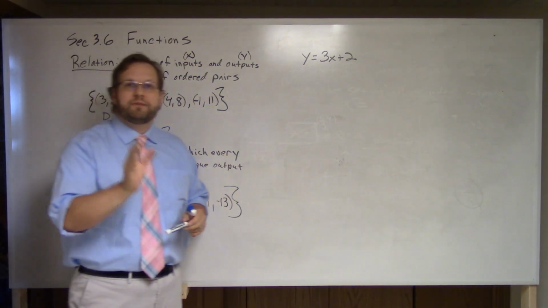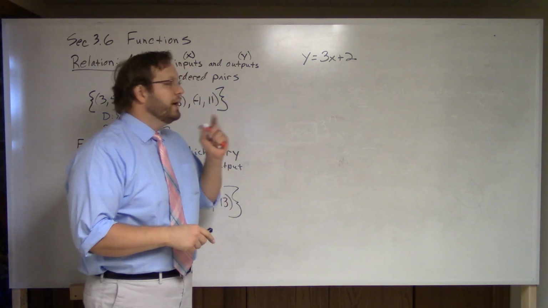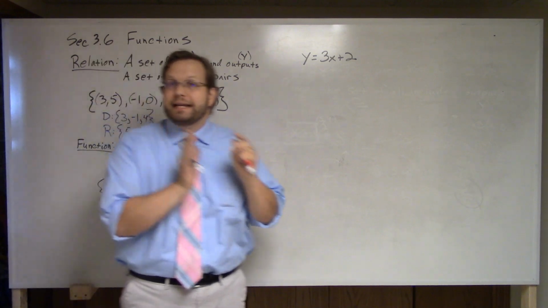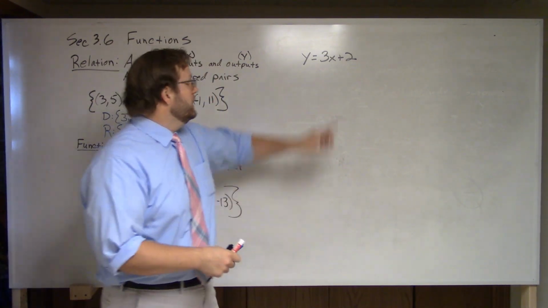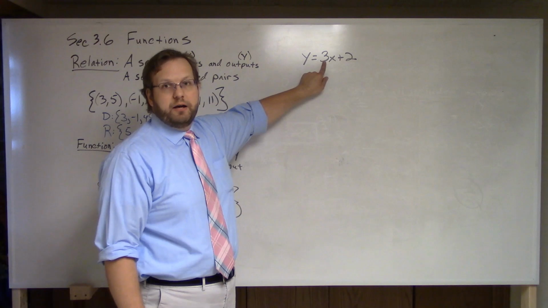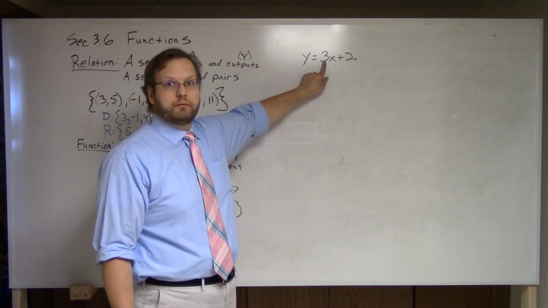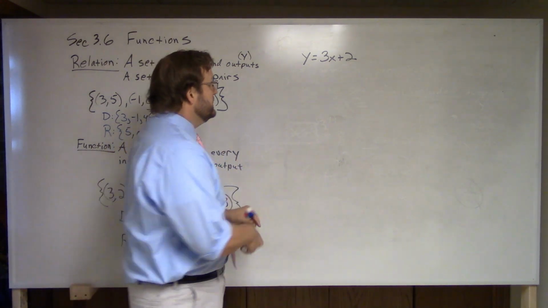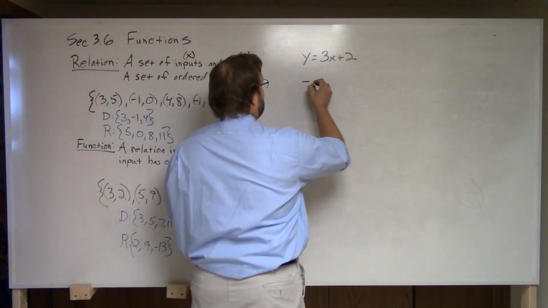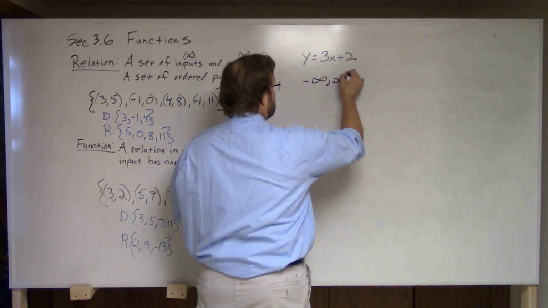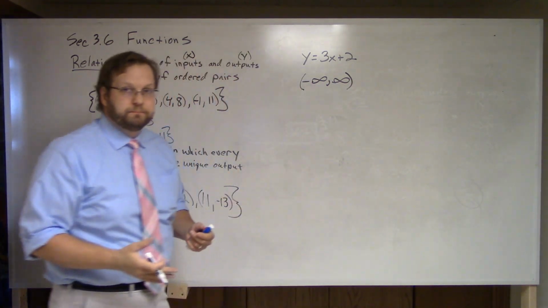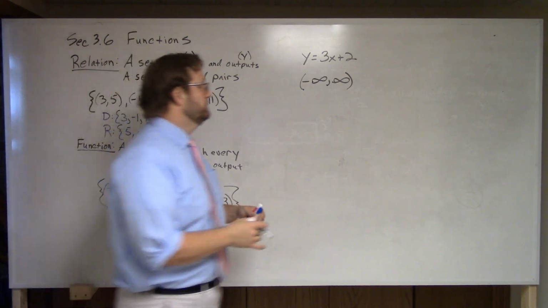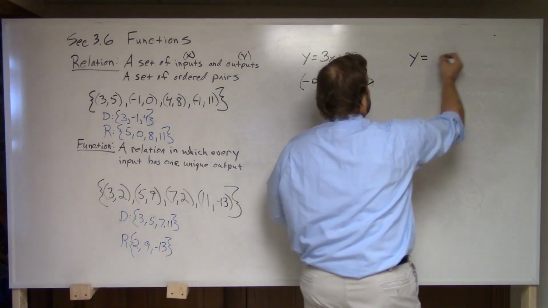So what x values can be used? What x values can I plug in and it still works? Maybe not nicely, but it works. What numbers can I multiply by 3? Everything. What numbers can I add a 2 to? Everything. So in this case, my domain is negative infinity to positive infinity. That's it. Okay? Now, something that will have an issue is when we get into something like this.